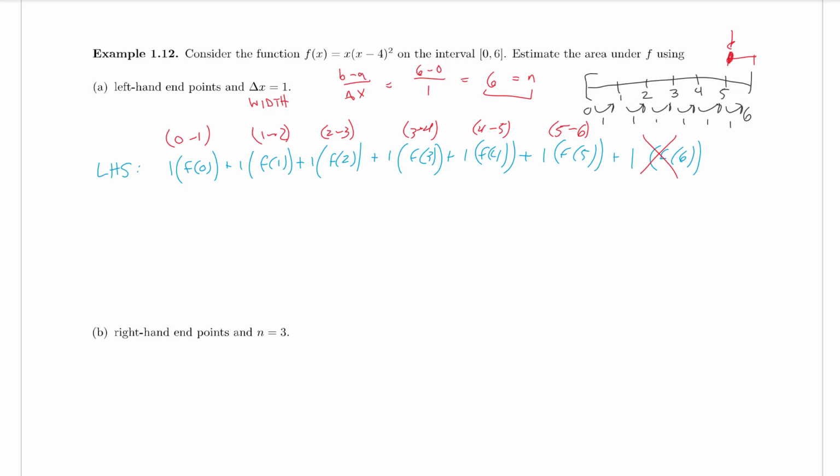All right, let's do some of the simplification. F of 0 is 0, and f of 4 is 0 as well, so those ones are 0. F of 1 is 9. F of 2 is 2 times 4, so that's 8. F of 3 is 3. F of 5 is 5.